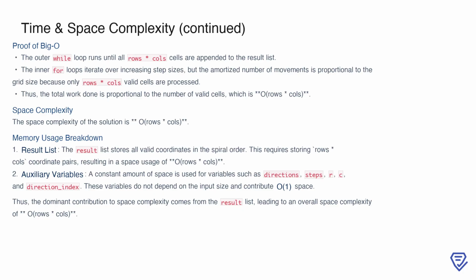Now, regarding space complexity, the solution also requires O(rows * cols). This is primarily due to the result list, which stores all valid coordinates in spiral order. The memory used by auxiliary variables, such as the current position, direction index, and step counts, is constant and doesn't depend on the grid size, contributing only O(1) to the space complexity. Therefore, the dominant factor is the result list, leading to an overall space complexity of O(rows * cols).